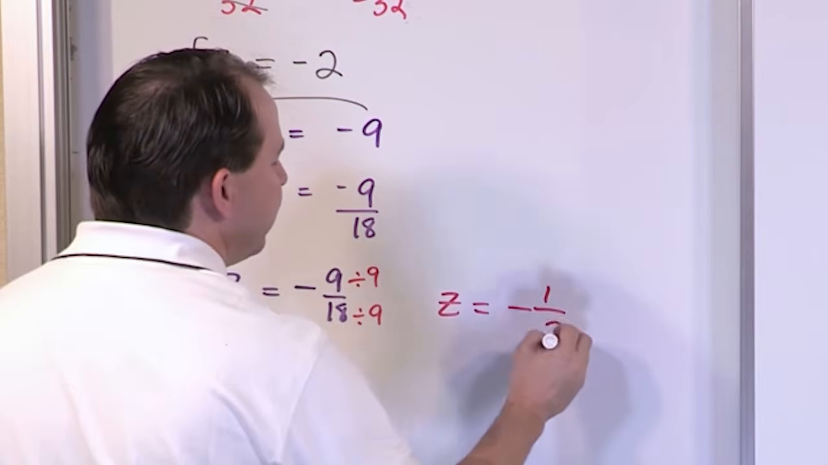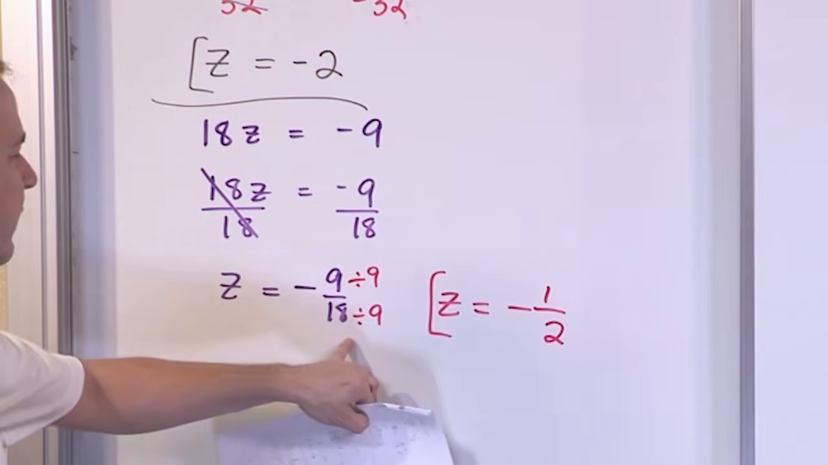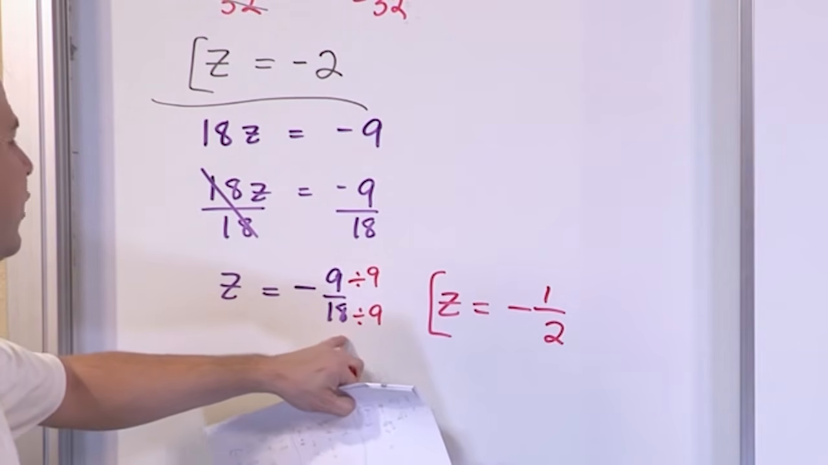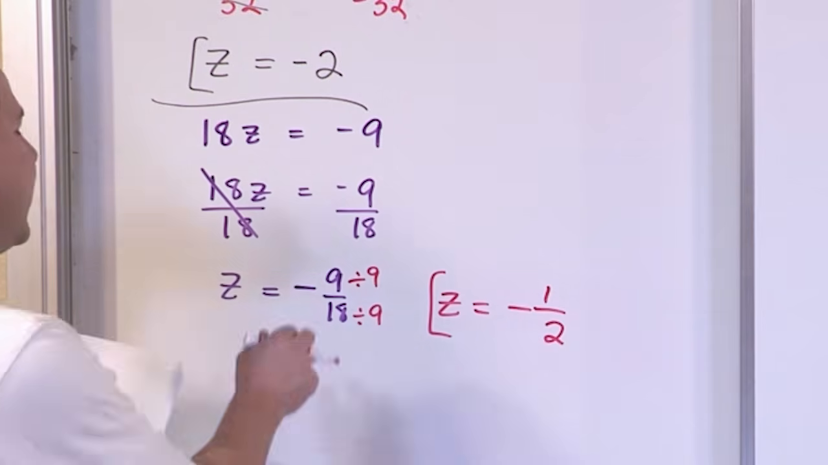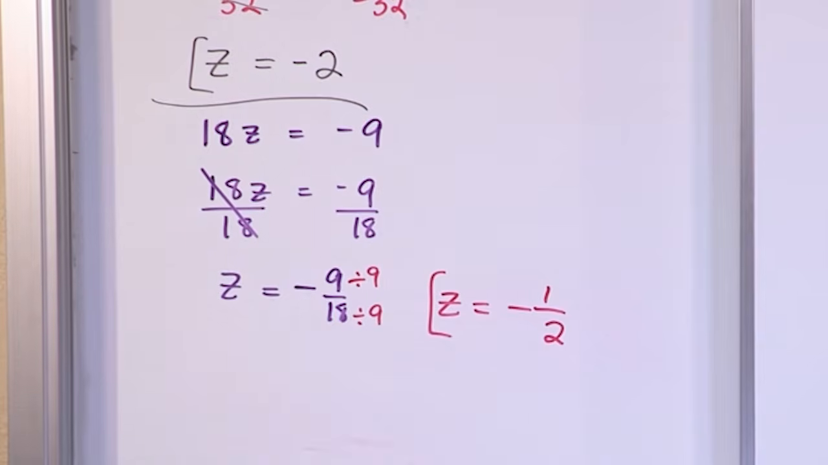18 divided by 9 is 2. So the answer we got is negative 1/2. This is just fraction simplification. We've talked about that before. Go back and review it if you need practice. The negative hangs along for the ride. We're just simplifying our fraction to lowest terms.